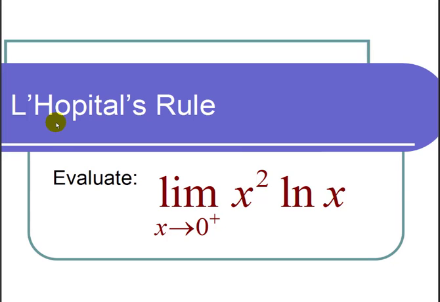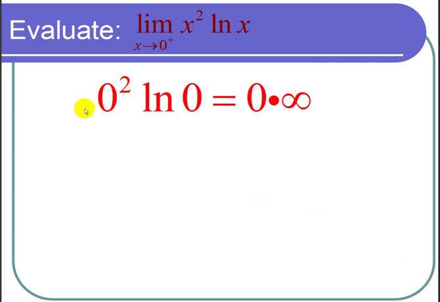This is a video on applying L'Hopital's rule to limits of the form 0 times infinity. The question is to evaluate the limit as x goes to 0 from the positive side of x squared times natural log of x. So when we plug in, 0 squared is 0, and natural log of 0 goes to negative infinity, and we get something of the form 0 times infinity. That's one of our indeterminate forms, and we're going to apply a little trick.